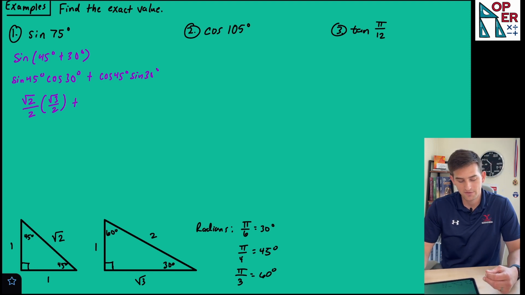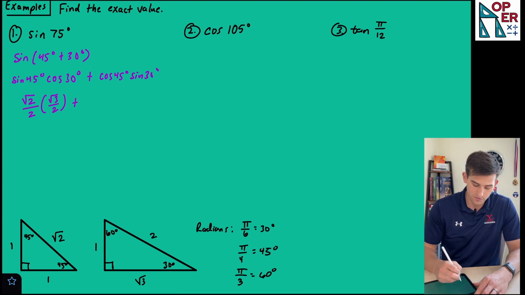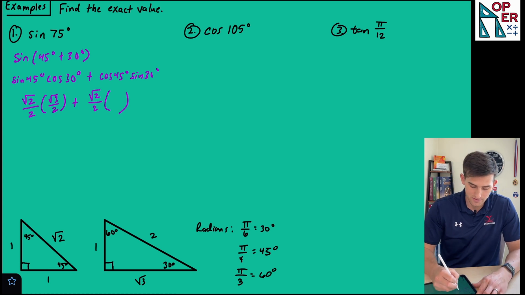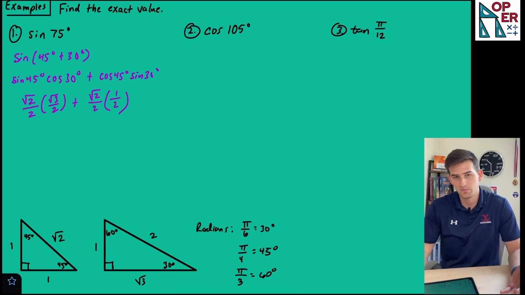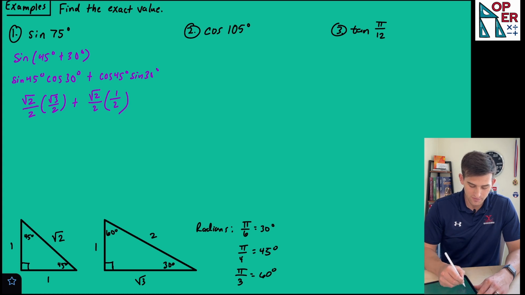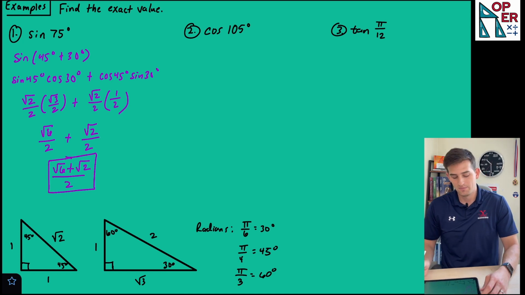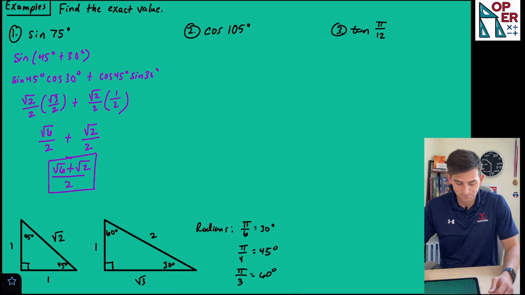Now cosine of 45 is going to be the same as sine of 45, 1 over root 2, which would rationalize to root 2 over 2. And then sine of 30, we have opposite over hypotenuse, so this would be 1 over 2. And now we can just simplify what we have. So root 2 times root 3 would be root 6 over 2. And then this would be root 2 over 2. So now we could combine those as one fraction and say this is root 6 plus root 2 divided by 2. And that would be our exact value for sine of 75.